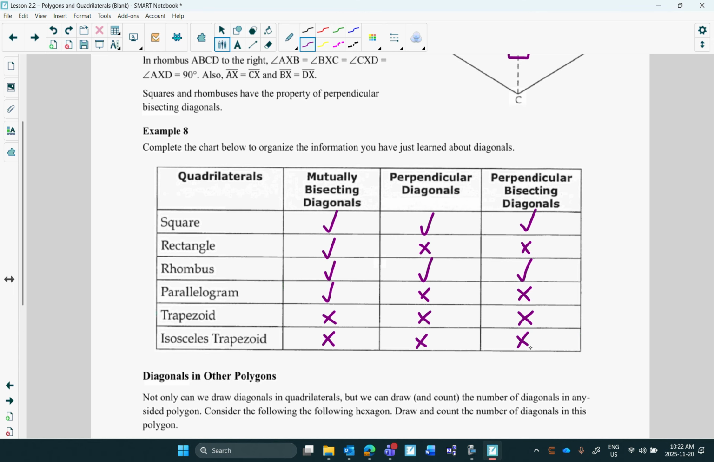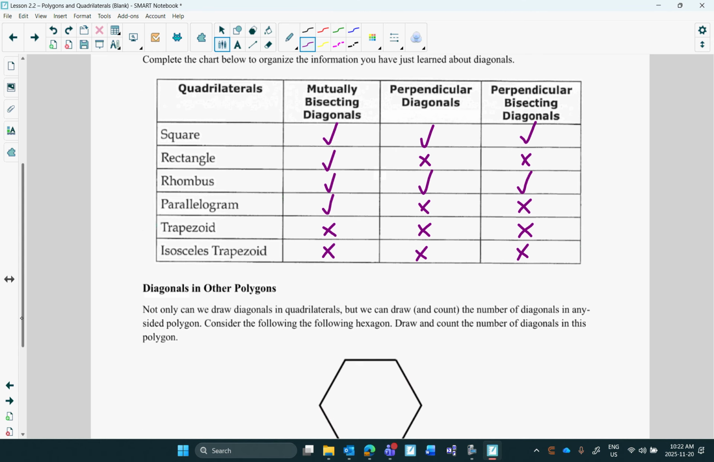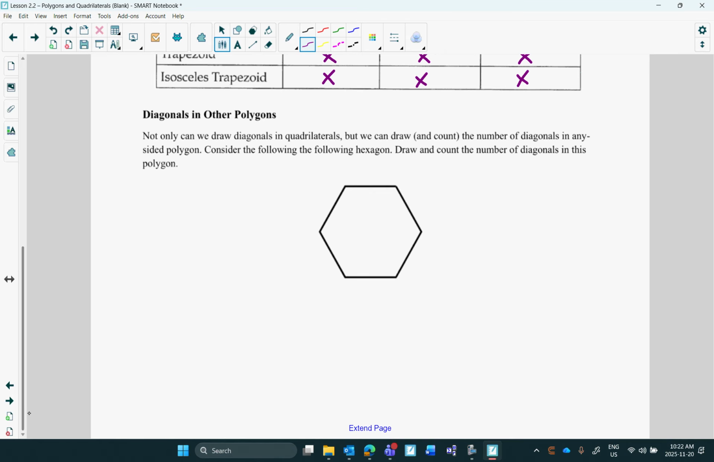One final thing to look at. We're going to go back to polygons, not just quadrilaterals. How many diagonals can you draw in a certain sided polygon? 3. So in this one, I can draw 3.